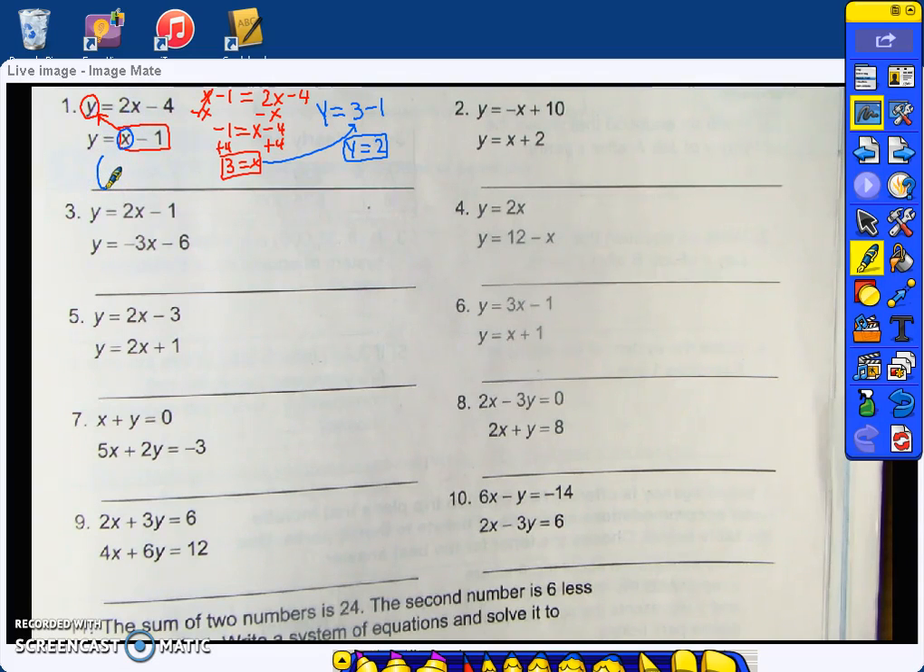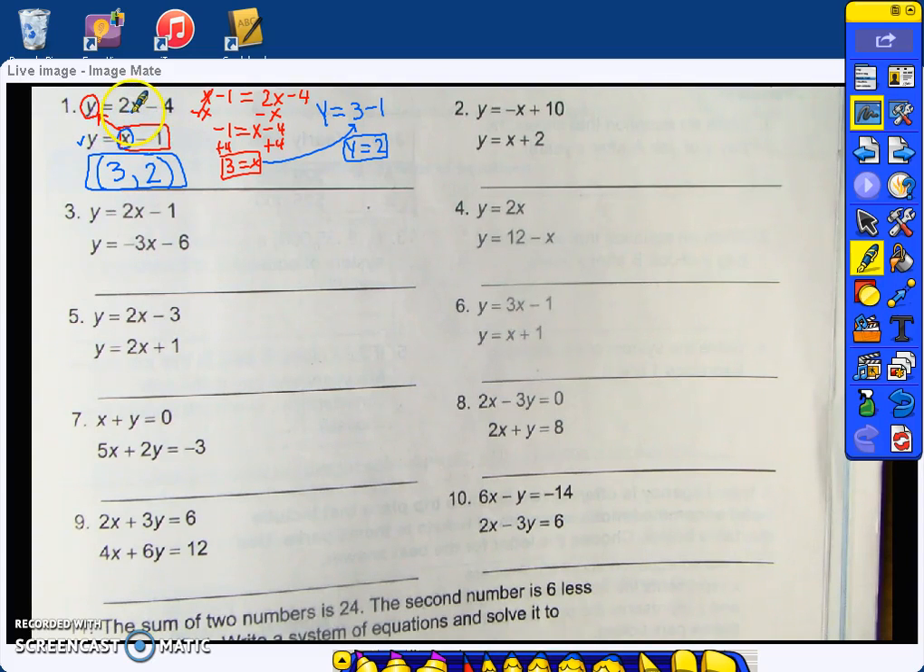Once you have solved and gotten 2 values, one for x and one for y, then you're at your ordered pair. Your x is 3. Your y is 2. That is your solution. And you can plug it in and check it. My y is 2. 2 equals 3 minus 1. 3 minus 1 is 2. 2 equals 2. So I know it's the solution for that one.